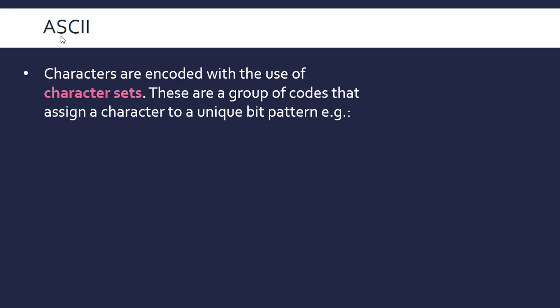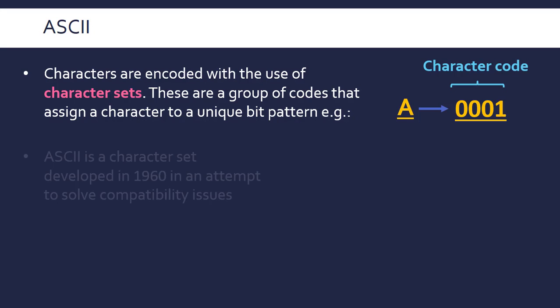ASCII is an example of a character set. For example, we associate the uppercase A with this binary number, and this is called a character code. A character set is basically like a long table of a character code for every character in the set, and depending on the character set, the length varies.